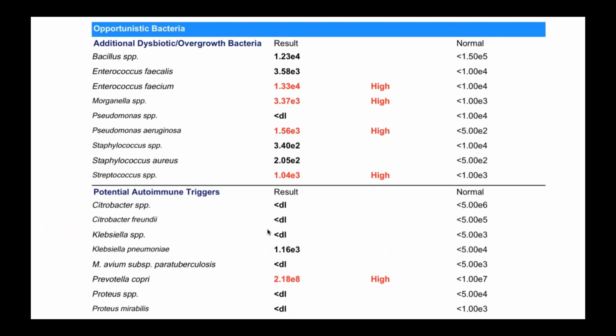And then looking at the opportunistic bacteria section page, we see a number of things that are elevated. So once again, you can see that Enterococcus is elevated. Morganella is present at a high level. Pseudomonas aeruginosa is also present at a high level. And then Streptococcus. So we do see more or less the expected reduced stomach acid pattern. And there are probably two factors at least that are contributing in this case, possibly three, to the reduced secretory activity of the GI tract.